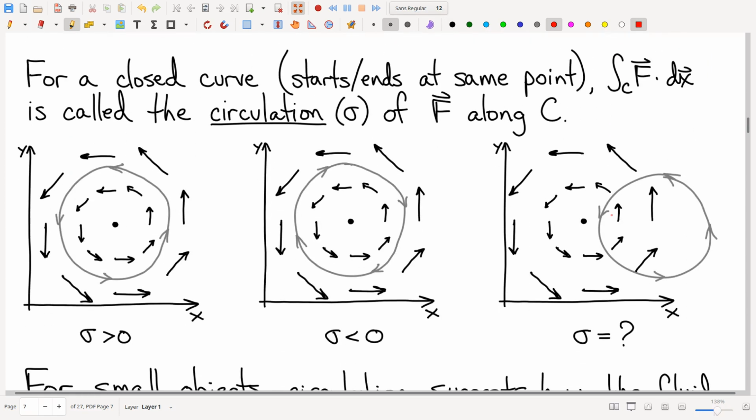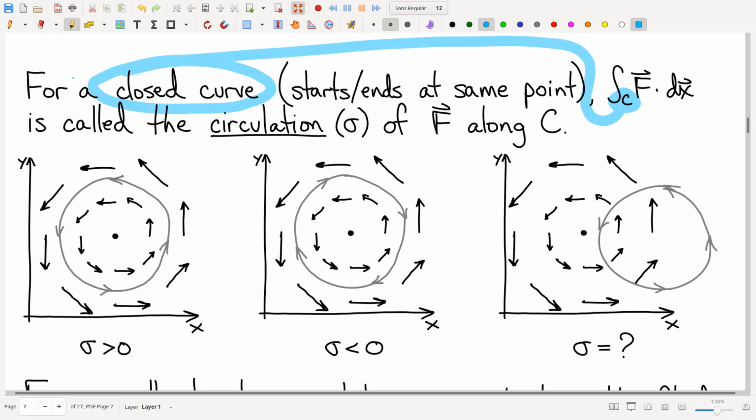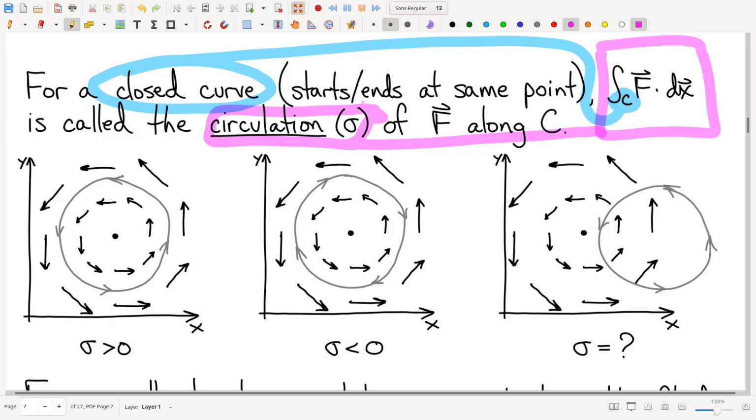Let's consider, I got ahead of myself just a little bit. We're going to consider an important special case where your curve is a closed curve. A closed curve just means that it literally closes up on itself, so it starts and ends at the same place. When you have a closed curve, we give a special name to the vector line integral. The vector line integral is called circulation. And I'll be able to motivate that momentarily.